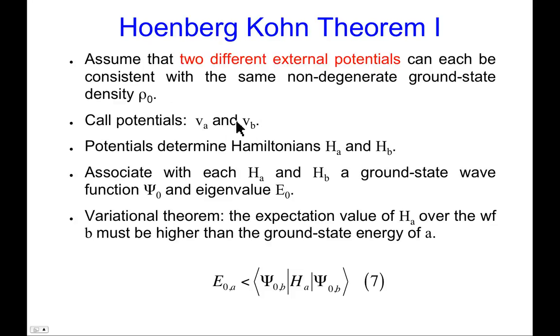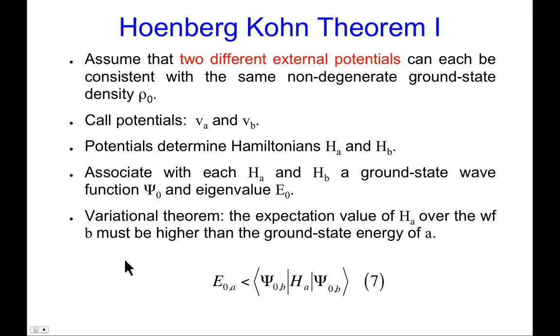Let's call the potentials generated by those two different sets of nuclei little V_A and little V_B. Remember that those potentials determine Hamiltonians, H_A and H_B. So the Hamiltonian would be kinetic energy of electrons, attraction to nuclei, and repulsion of electrons with one another. What would differ, of course, in A and B would be where the nuclei are, for example. Now, each H_A and H_B is an operator, so each one has a set of eigenfunctions, and one of them is the ground state eigenfunction, the wave function psi 0, and it has an eigenvalue E_0.